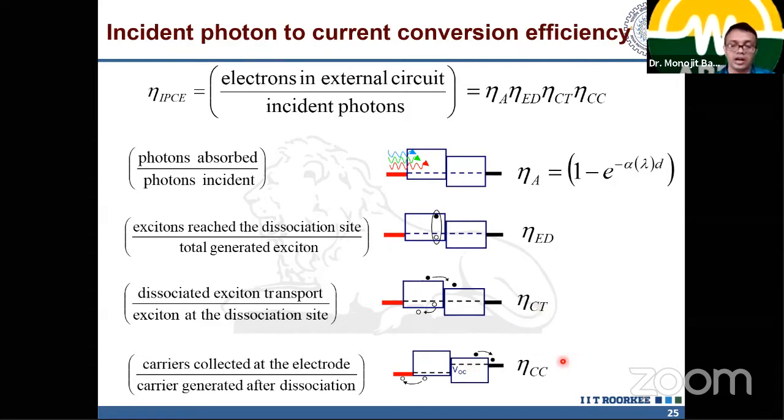And finally, how efficiently we are able to collect all these free charges from the respective electrode side, like the cathode side as well as the anode side, collecting electrons as well as holes from the respective electrodes. And that is what matters for overall efficiency, right? So you have all these four in a product. If one of them is less than one, very small, then the product function also goes down. So everything has to be close to unity, and then only can you get a very high efficiency number.